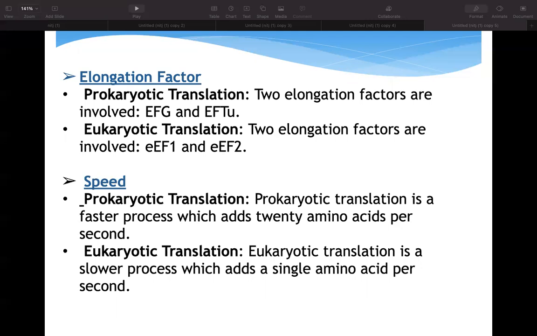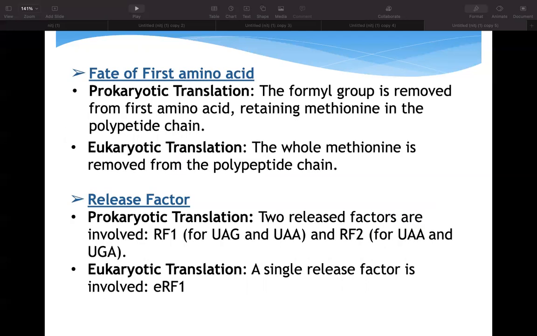In terms of speed, prokaryotic translation is a faster process which adds up to 20 amino acids per second. But eukaryotic translation is a slower process which adds only a single amino acid per second.